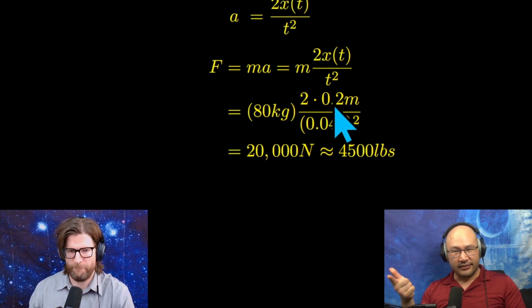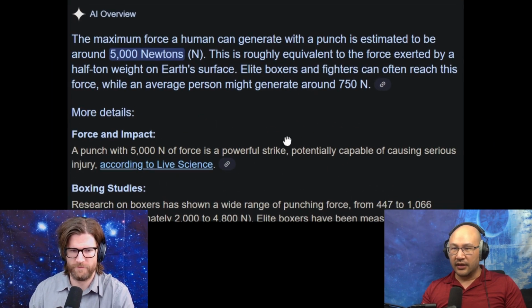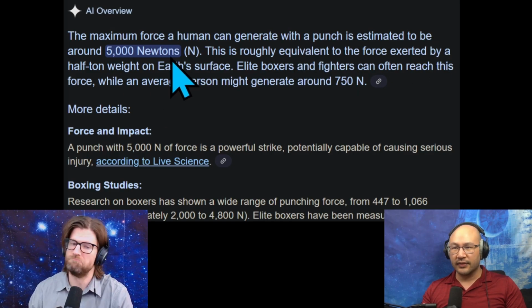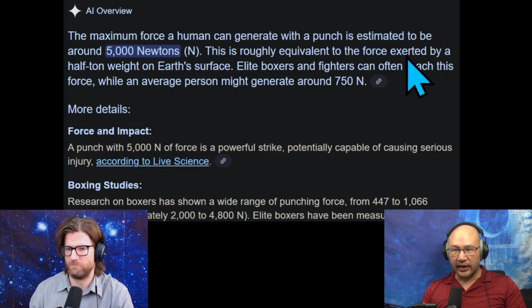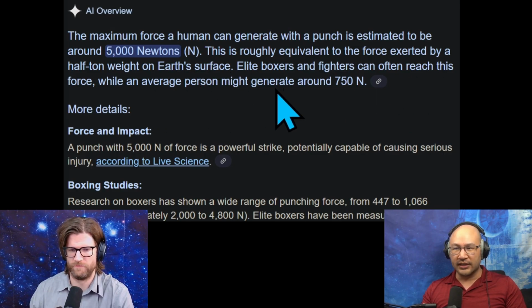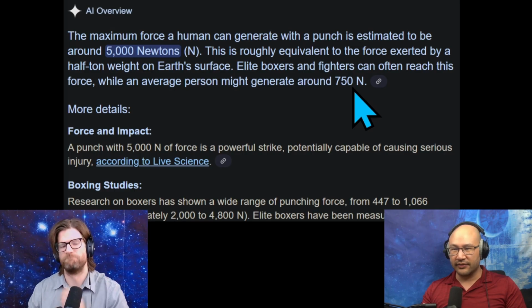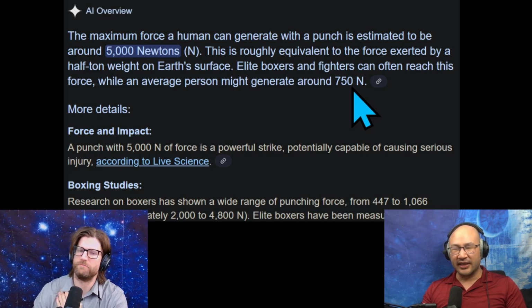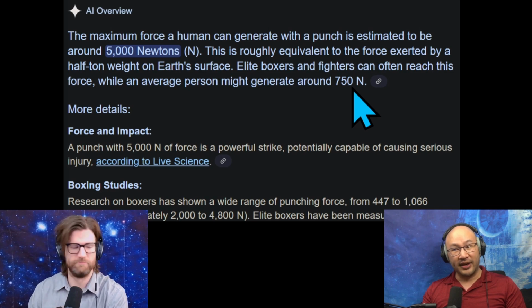So I did a Google AI search. Okay. So the maximum force a human can generate with a punch is estimated to be around 5,000 newtons, roughly equivalent to the force exerted by a half-ton weight on Earth's surface. Okay, I guess. Elite boxers and fighters can often reach this force, while an average person is 750 newtons. Kind of. I guess that's right. A normal person can punch significantly weaker than an elite boxer.